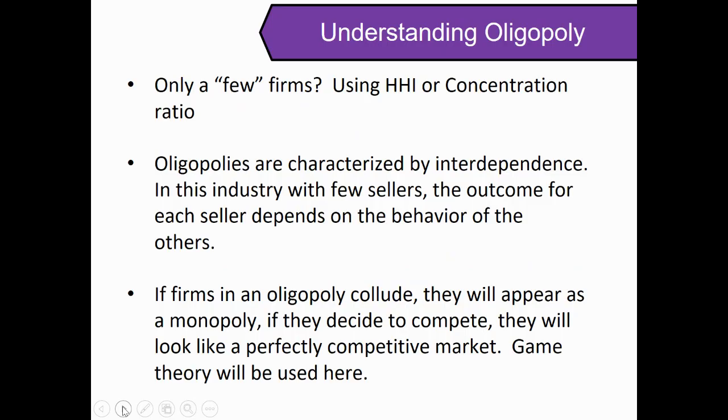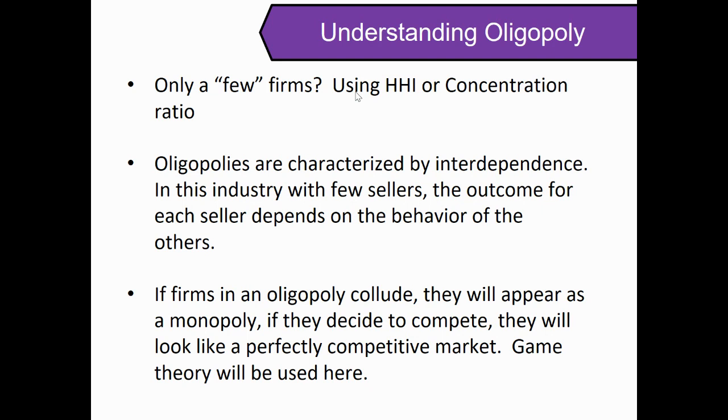Okay, so when we say understand, Elliot, we want to use the HHI or the concentration ratio. HHI, remember, we square all the market shares of all the firms, and then we add them up. And HHI, we said in a pure monopoly, the HHI is 10,000. When you're talking about perfectly competitive, you're under 1,000.